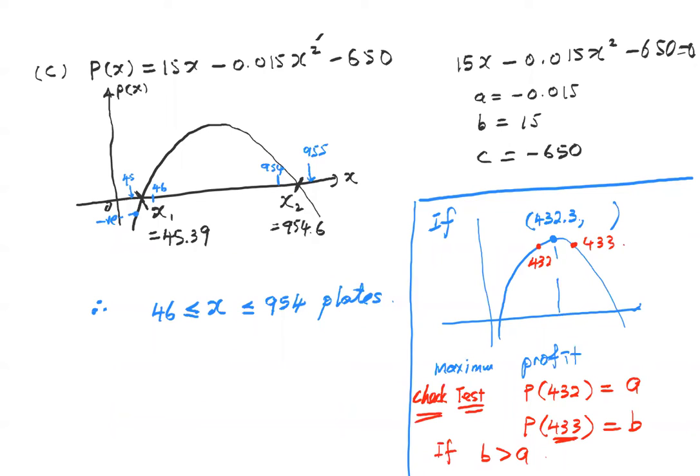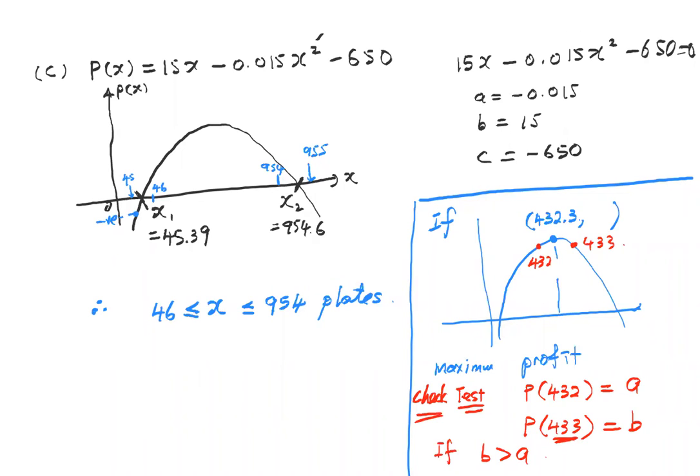Up to you. When you deal with a situation whereby the x has to be a whole number, things like number of plates, number of people, always round to the nearest whole number, then decide which one to take. Hello? Do you get me? Okay. So I told you already, this is a very important question.